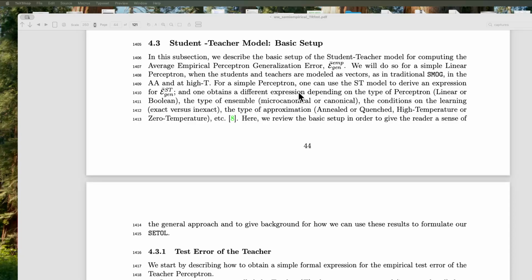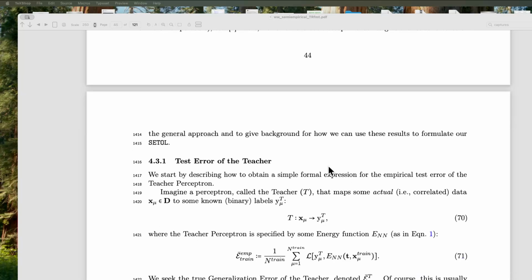For a simple perceptron, one can use the student-teacher model to derive an expression for the student-teacher generalization, and one obtains different expressions depending on the type of perceptron (linear, Boolean), the type of ensemble, the conditions of learning, the type of approximation, etc. In the original literature, there are all these different things you can do. Here we review the basic setup in order to give the reader a sense of the general approach and to give a background for how we can use these results to formulate our SETOL. So we're not going to look at all the different examples. That's stuff you can go to the original literature for.